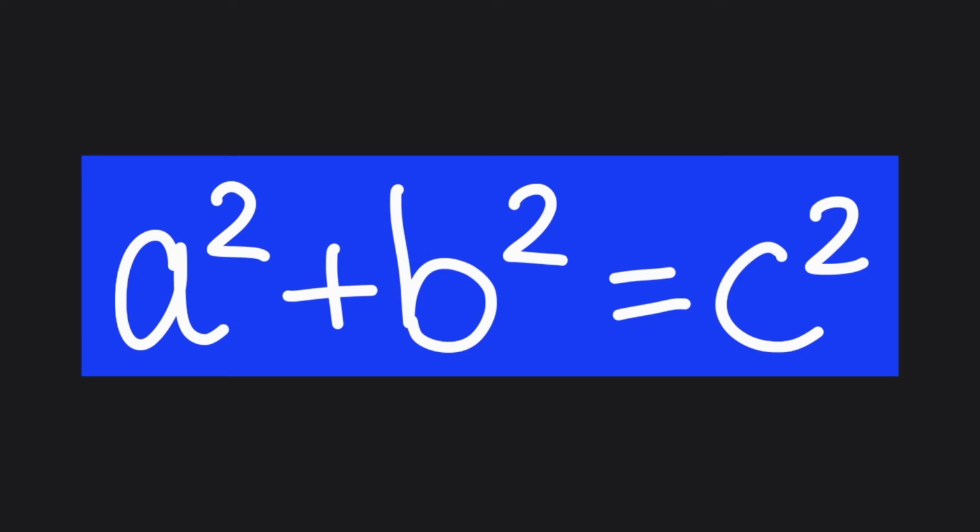a squared plus b squared equals c squared. You've probably heard of this before, but what exactly does this mean?